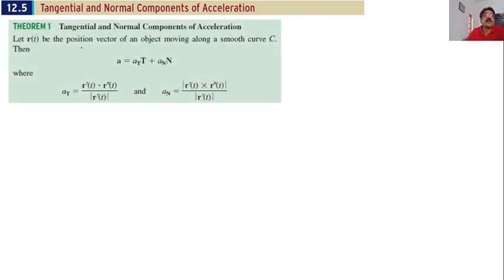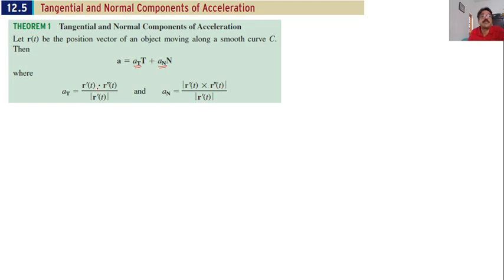And now we are going to have an expression in terms of r'(t) for this a. We have already a = a_t T + a_n N, and we will prove that the acceleration along the tangent is given by r'(t) · r''(t) divided by |r'(t)|, and the normal component of the acceleration a_n is given by |r'(t) × r''(t)| divided by |r'(t)|.